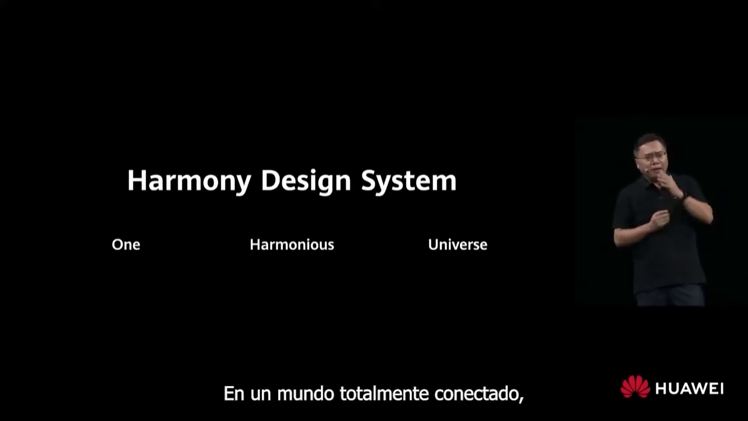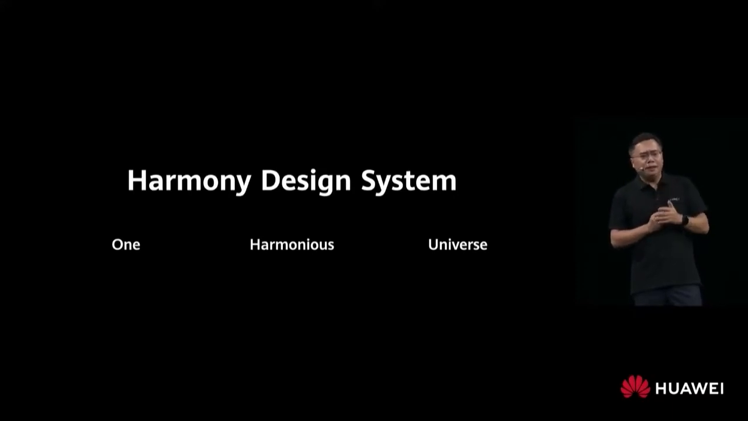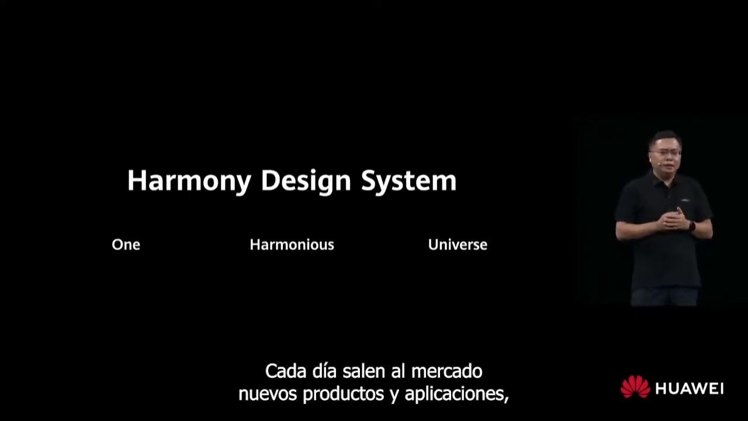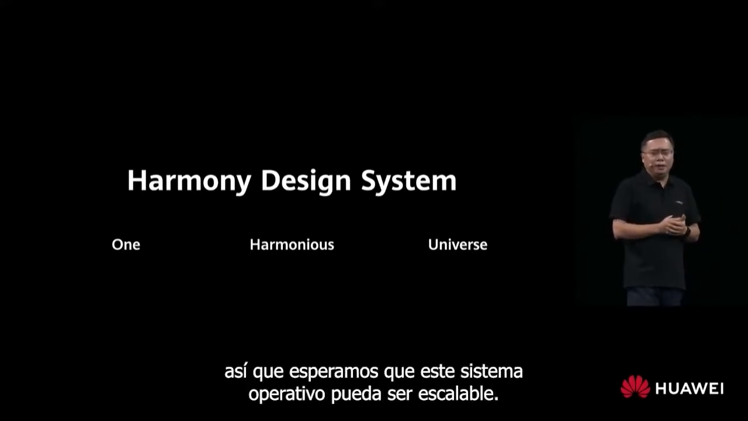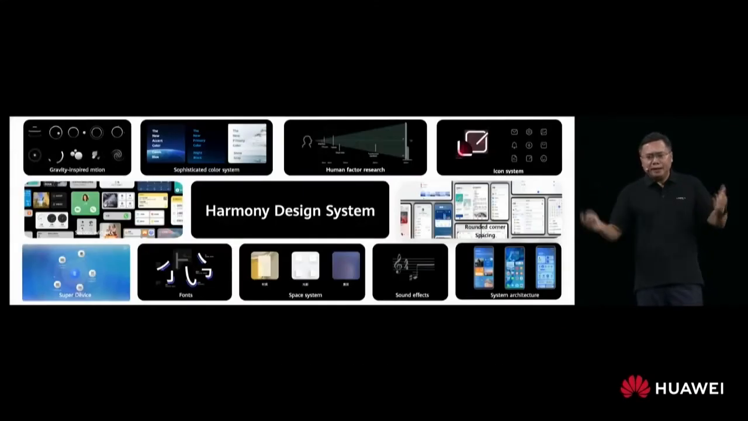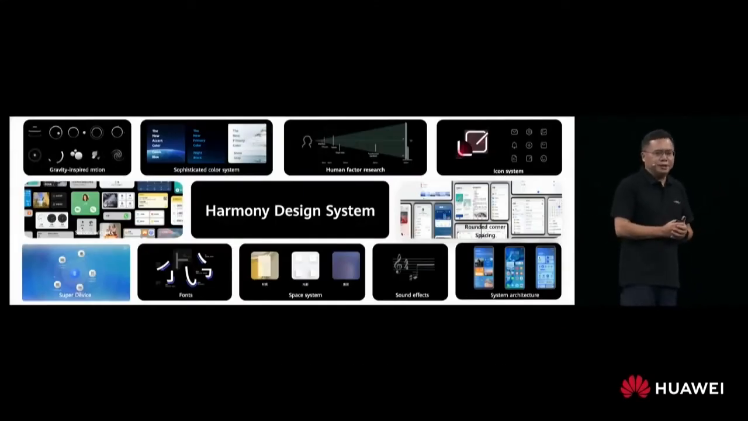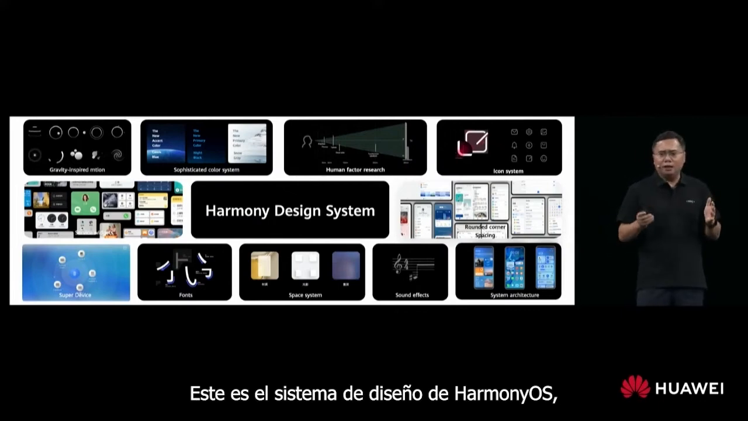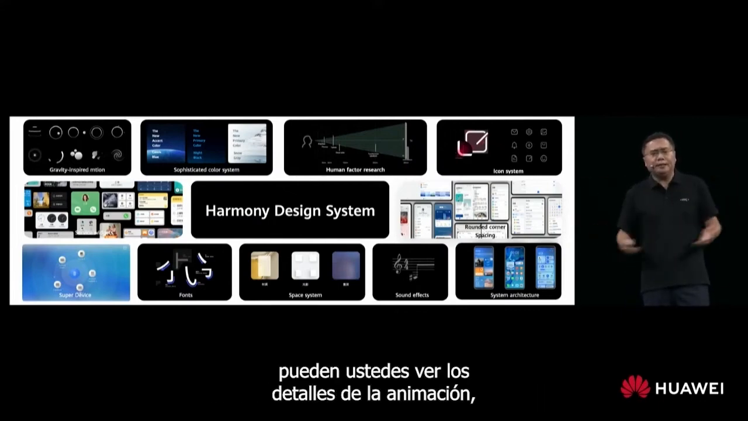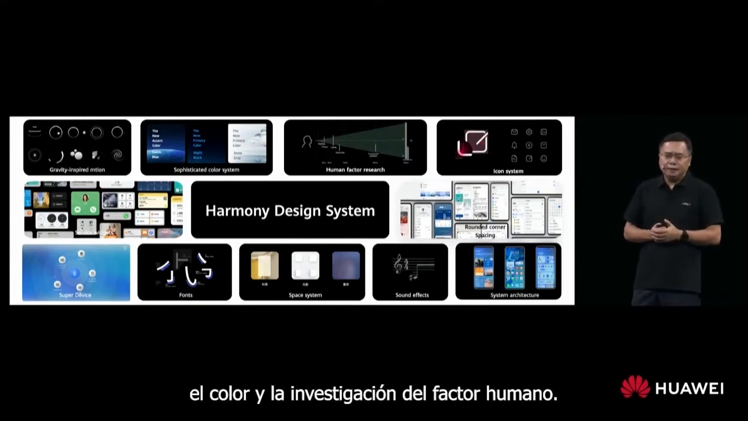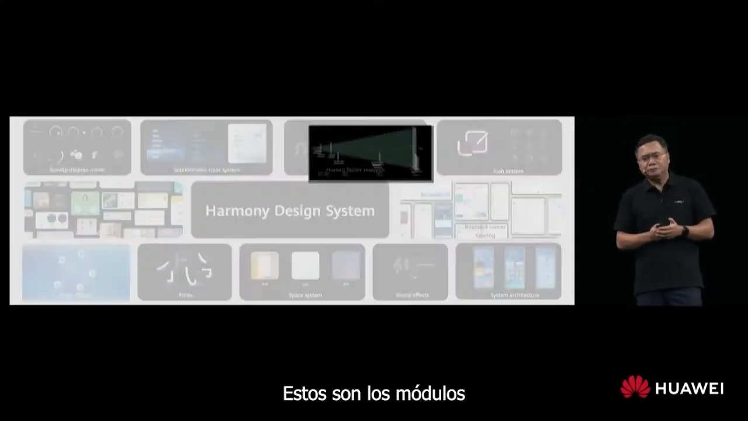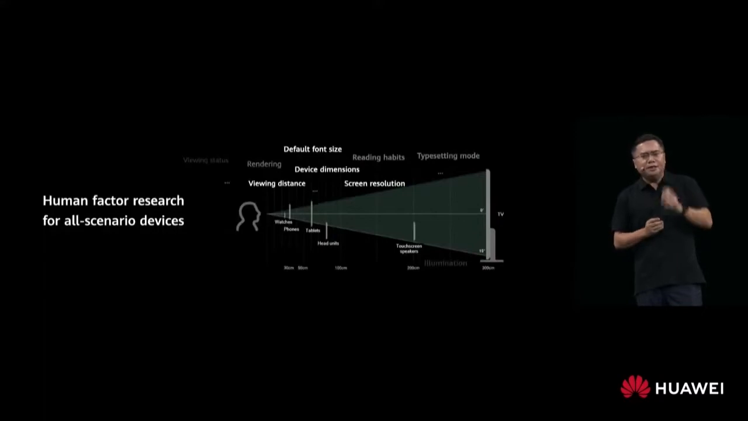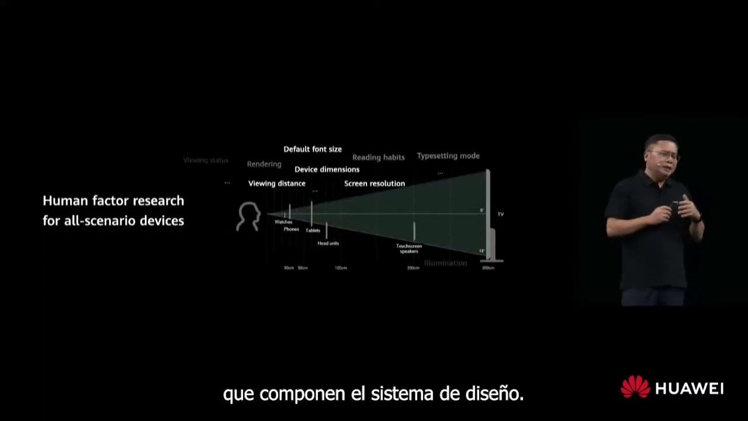In an all-connected world, we can see faster development. Every day there are new products and applications being brought to the market. So we hope this operating system can be scalable. So this is the Harmony OS design system. You can see the details of animation, color, and human factor research. Those are the modules making up the design system.